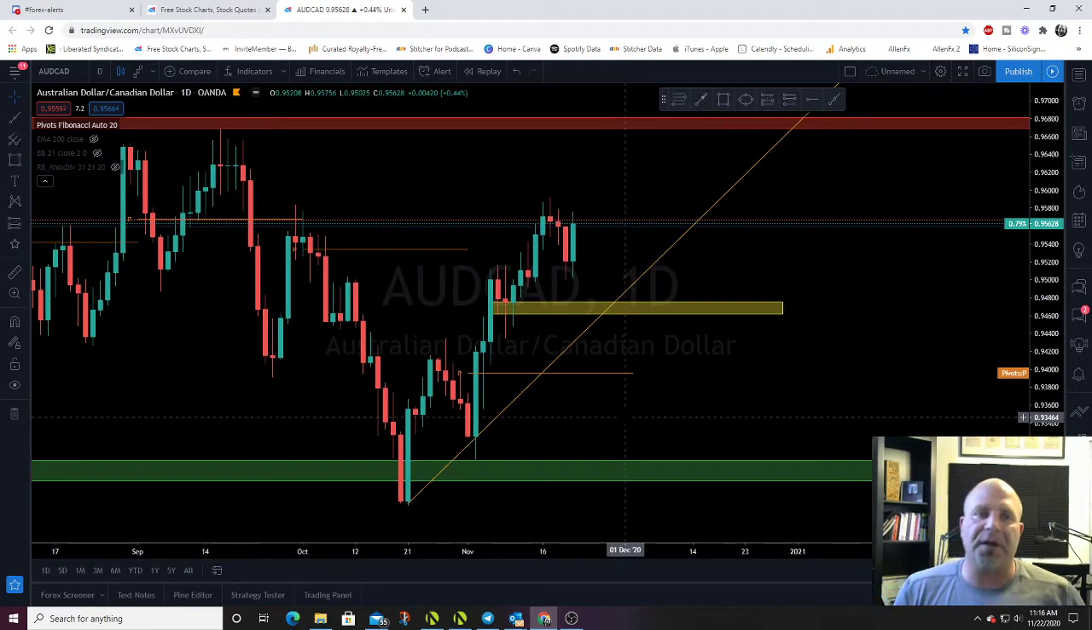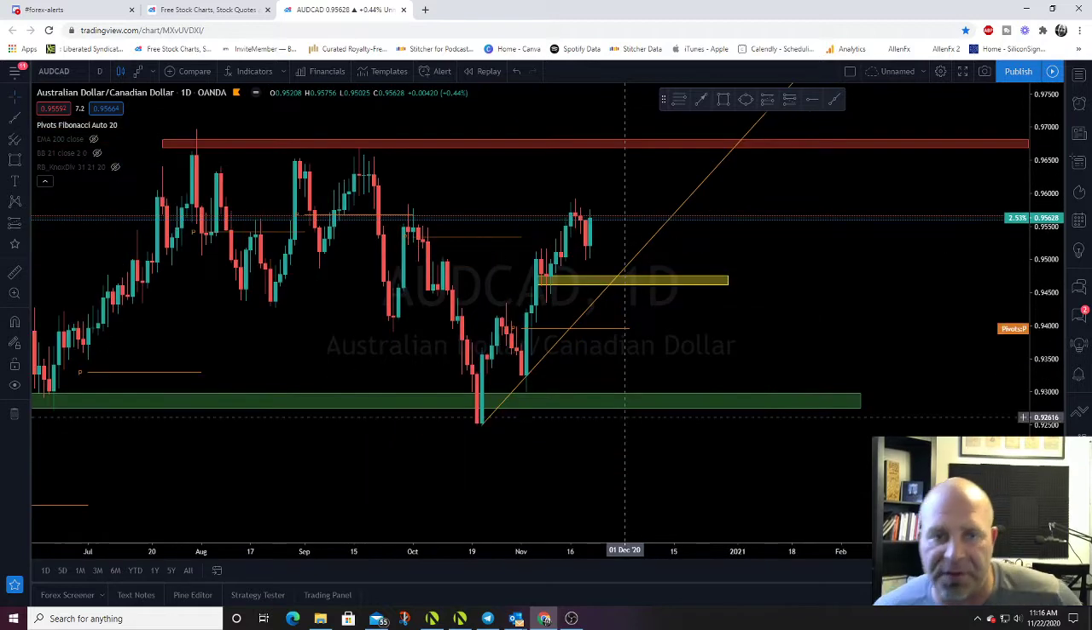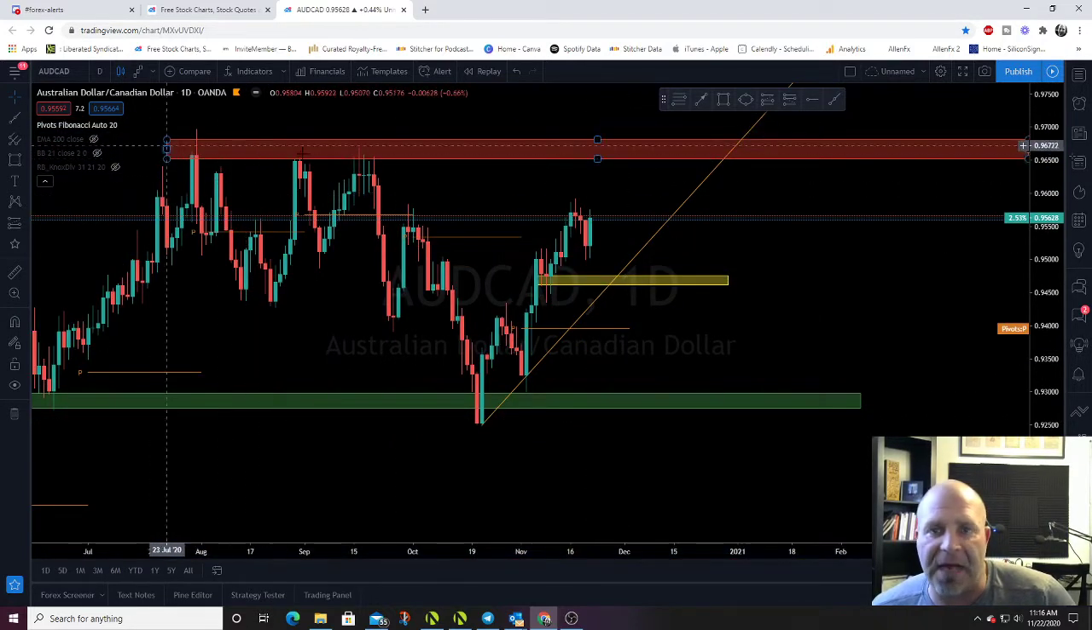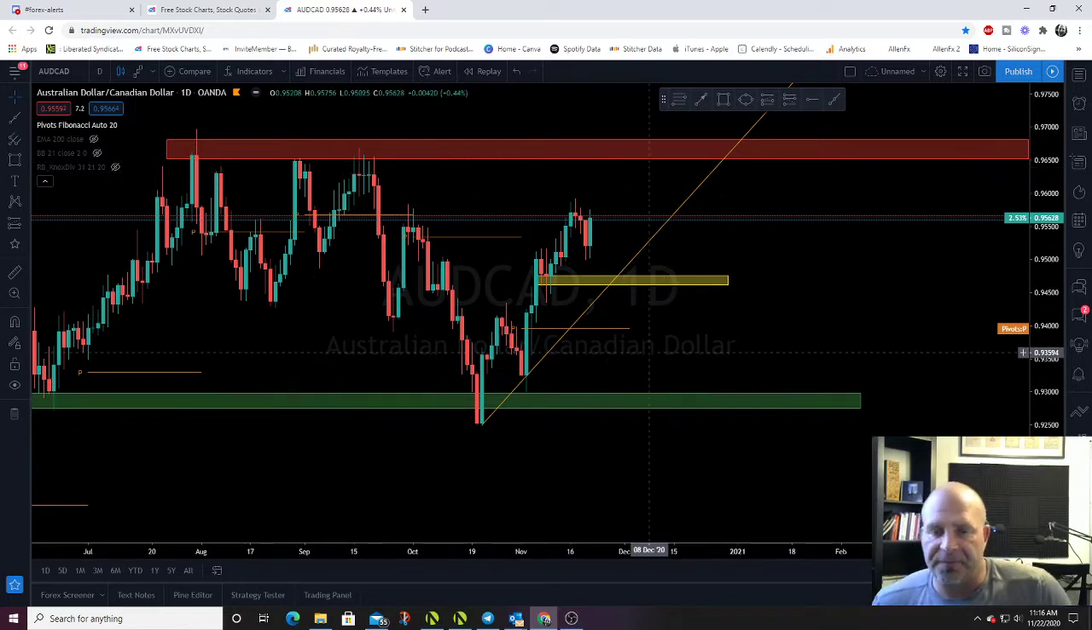That's what we look for in our Sunday setups: obvious support and resistance zones that we just want to have in the background if price gets in there.